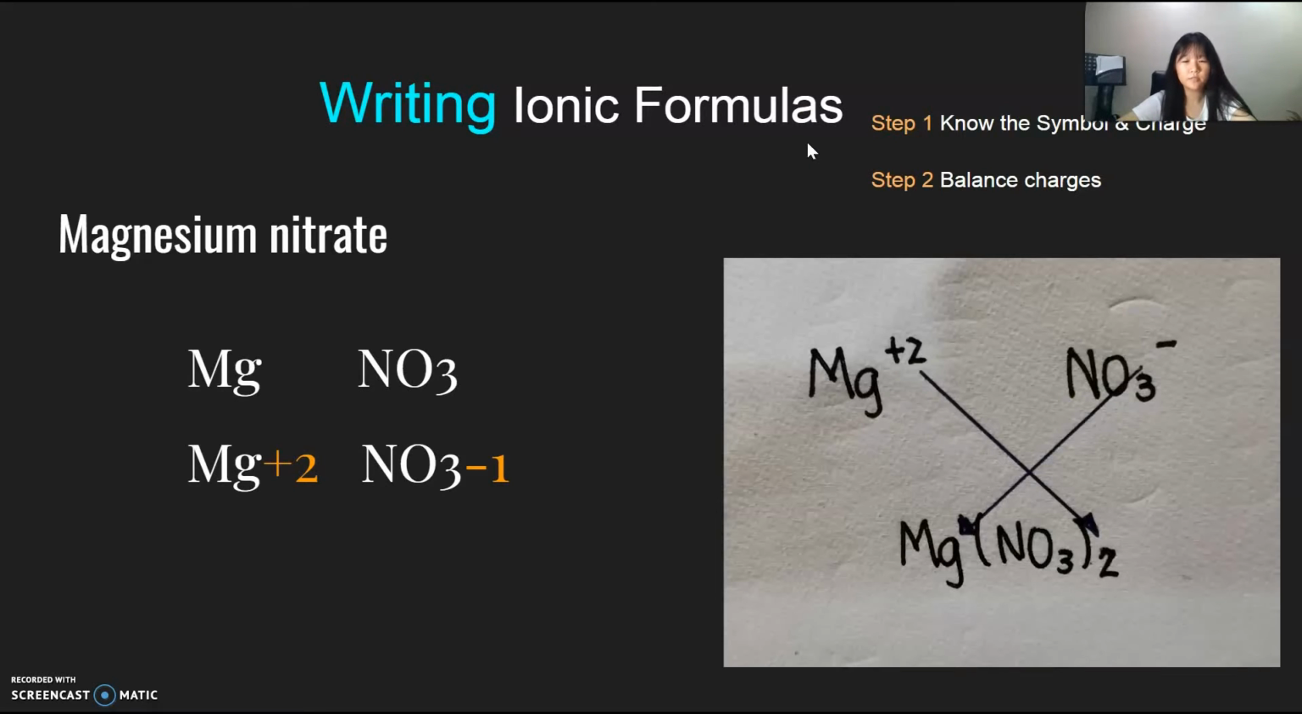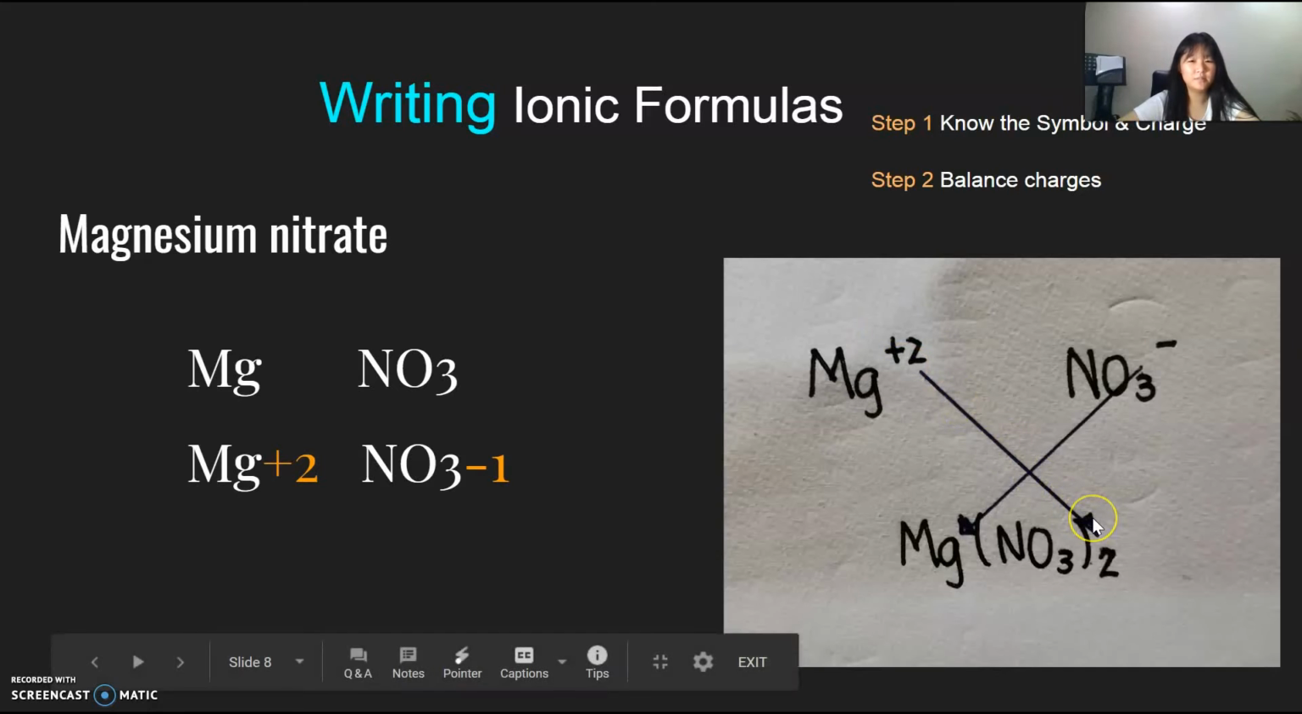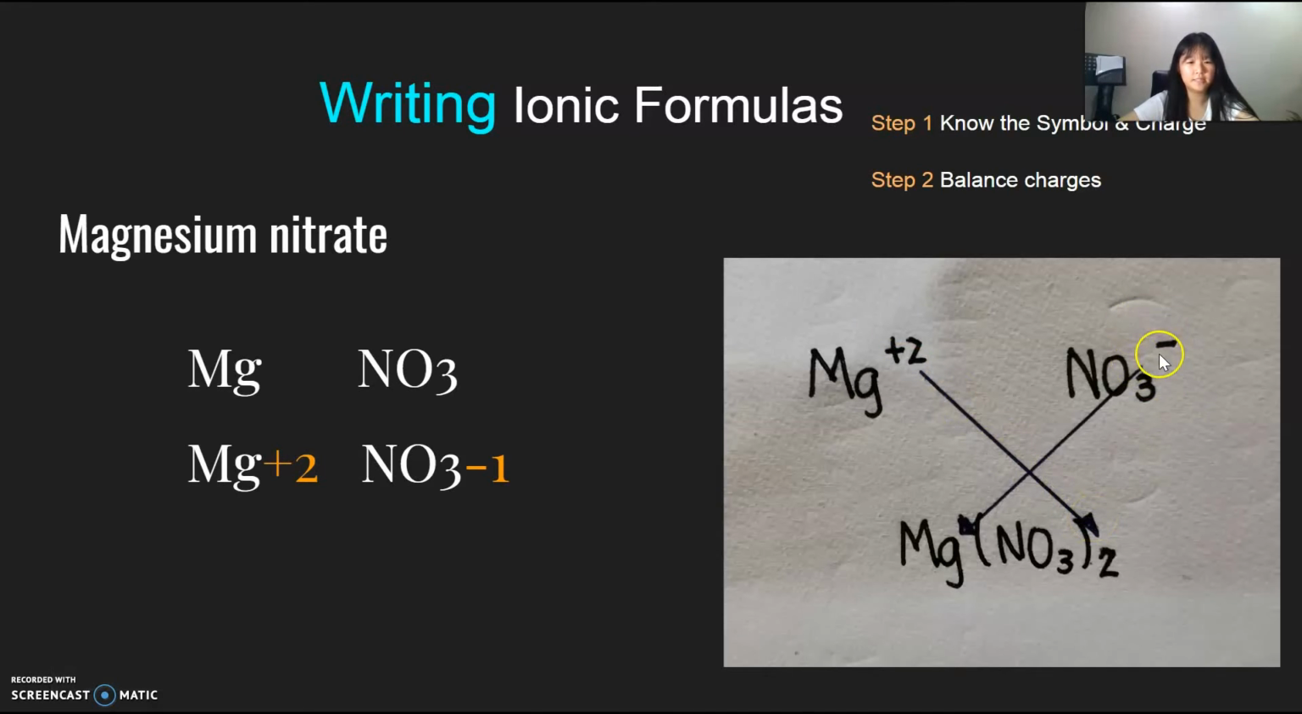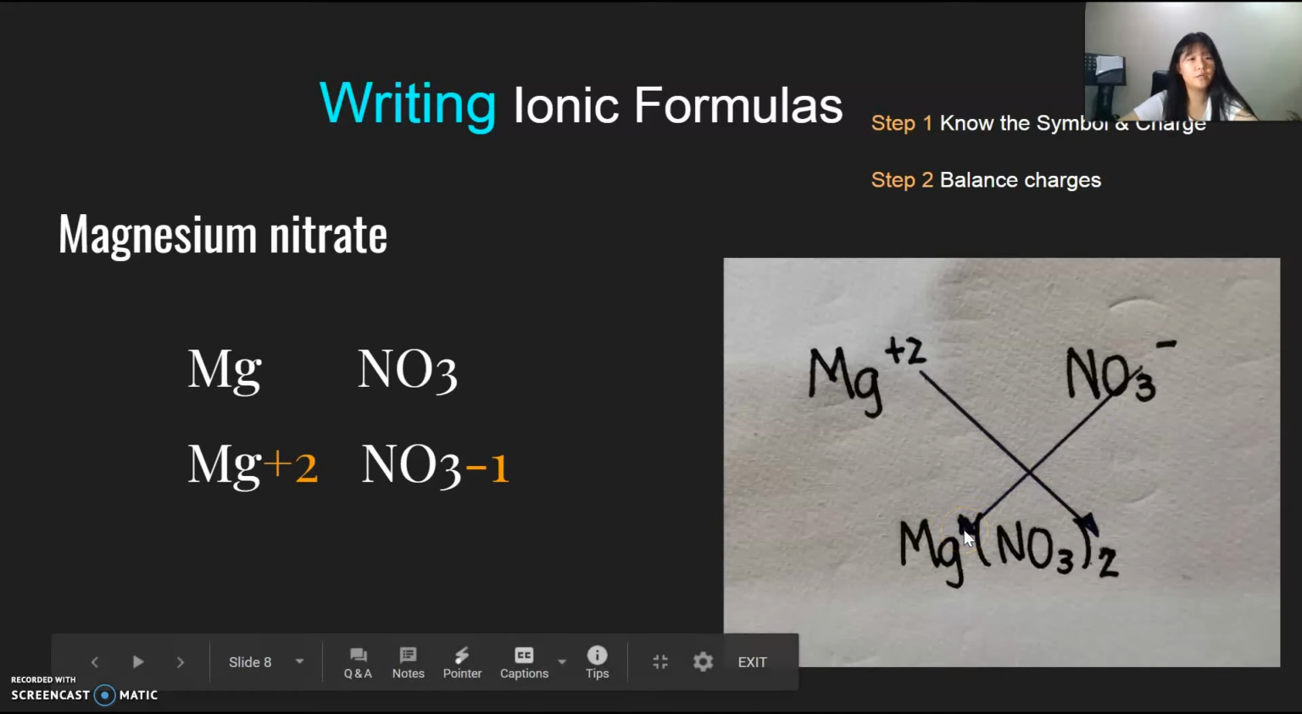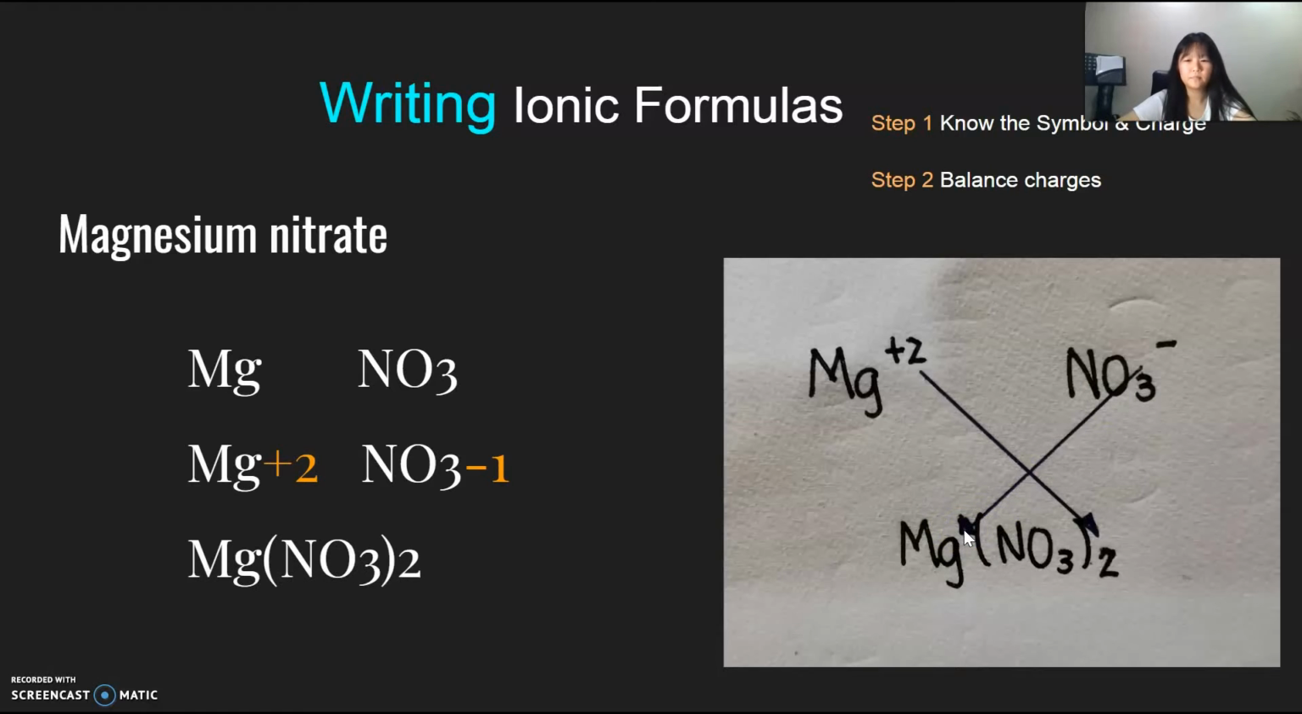Okay. So as we get the symbol and the charge for step 1, we want to go to step 2 to balance the charges. The charge of magnesium will be placed down beside nitrate, and the charge of nitrate will be placed down right next to the magnesium, and we'll get rid of the plus and minus signs. Finally, Mg(NO3)2 will be the formula of magnesium nitrate.